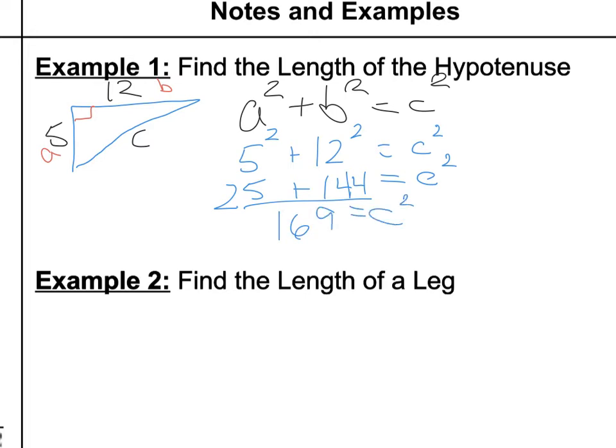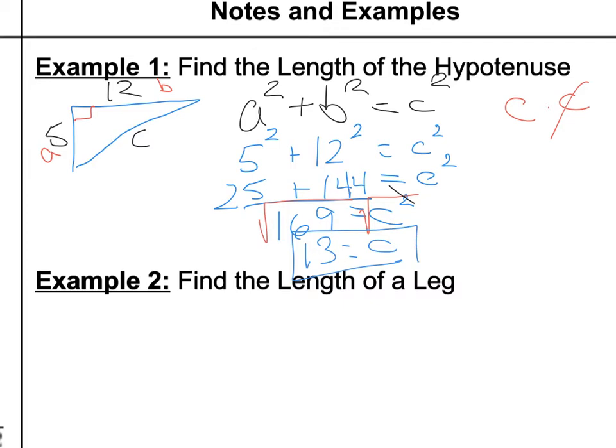Now some of you are thinking, okay, so the length is 169. Here's the problem. C squared really means C times C. C to the second power means you have two of them, and we need to get rid of one of them. The opposite of squaring a number is its square root. So we take the square root of both sides, because what you do to one side, you have to do to the other. That cancels those two out, which leaves me with just C. The square root of 169 is 13.